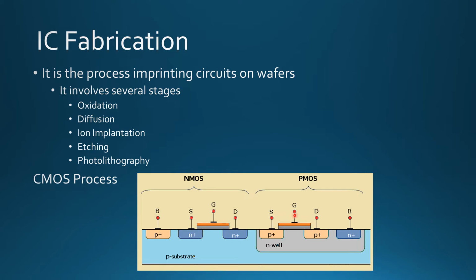This way we are building millions of transistors, and we are connecting these gates, drains, sources, etc. by metal layers, and thus build a bigger circuit. That's how we build a bigger circuit on an IC, because essentially it's fabricated in layers. So that's how we build an IC on a wafer.